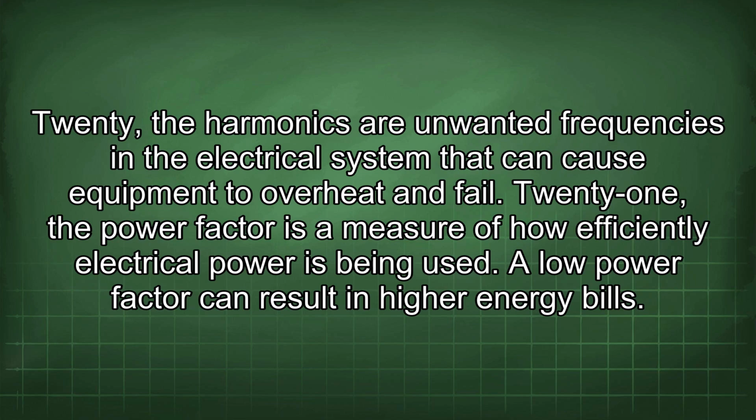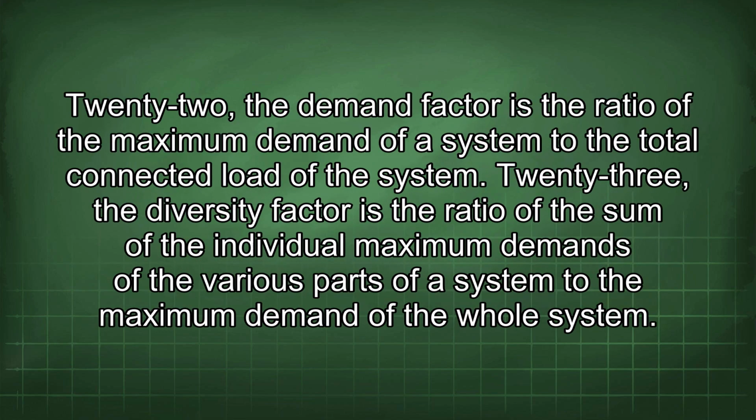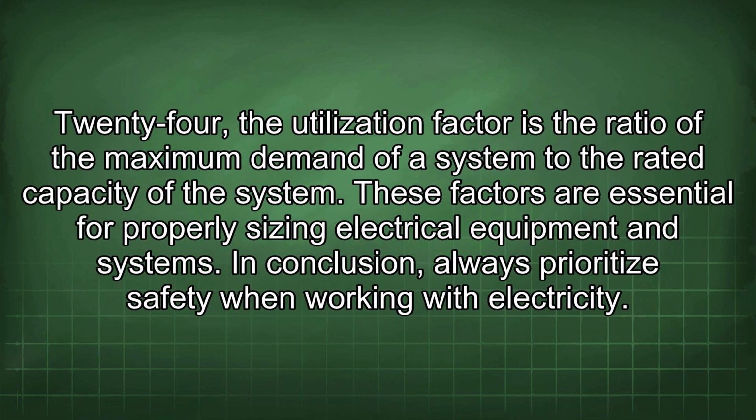20. Harmonics are unwanted frequencies in the electrical system that can cause equipment to overheat and fail. 21. Power factor is a measure of how efficiently electrical power is being used. A low power factor can result in higher energy bills. 22. Demand factor is the ratio of the maximum demand of a system to the total connected load of the system. 23. Diversity factor is the ratio of the sum of the individual maximum demands of the various parts of a system to the maximum demand of the whole system. 24. Utilization factor is the ratio of the maximum demand of a system to the rated capacity of the system. These factors are essential for properly sizing electrical equipment and systems.